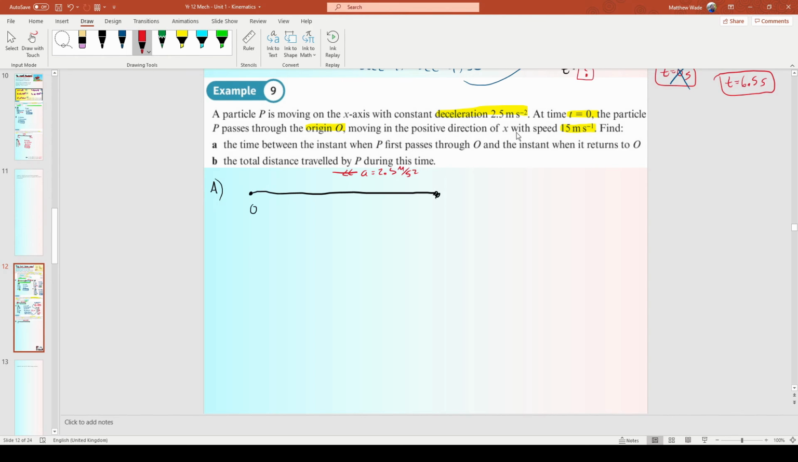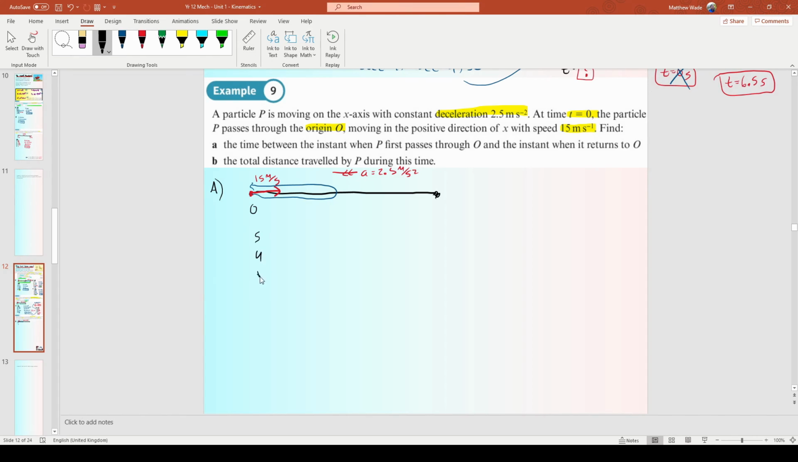The moment it passes through x, at time t equals 0, the particle passes through O, so we're at O. And it's moving in the positive x direction, so it's moving right at 15 meters per second. And that's great. I think we've got everything in there. And it says find the time between the instant when P passes through O and then returns to O. So our journey looks like this. We leave O and we come back to O. So that's essentially what the question's asking.